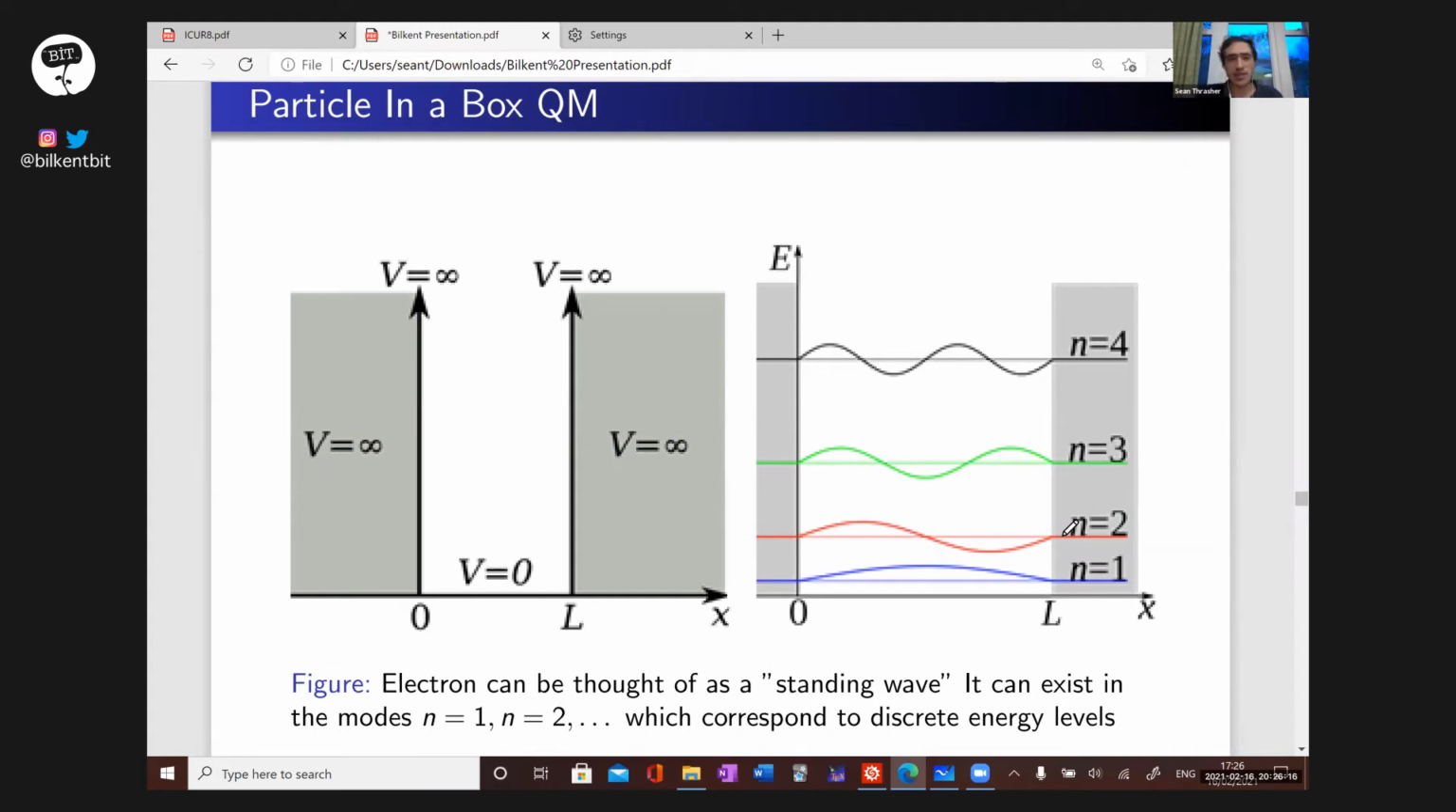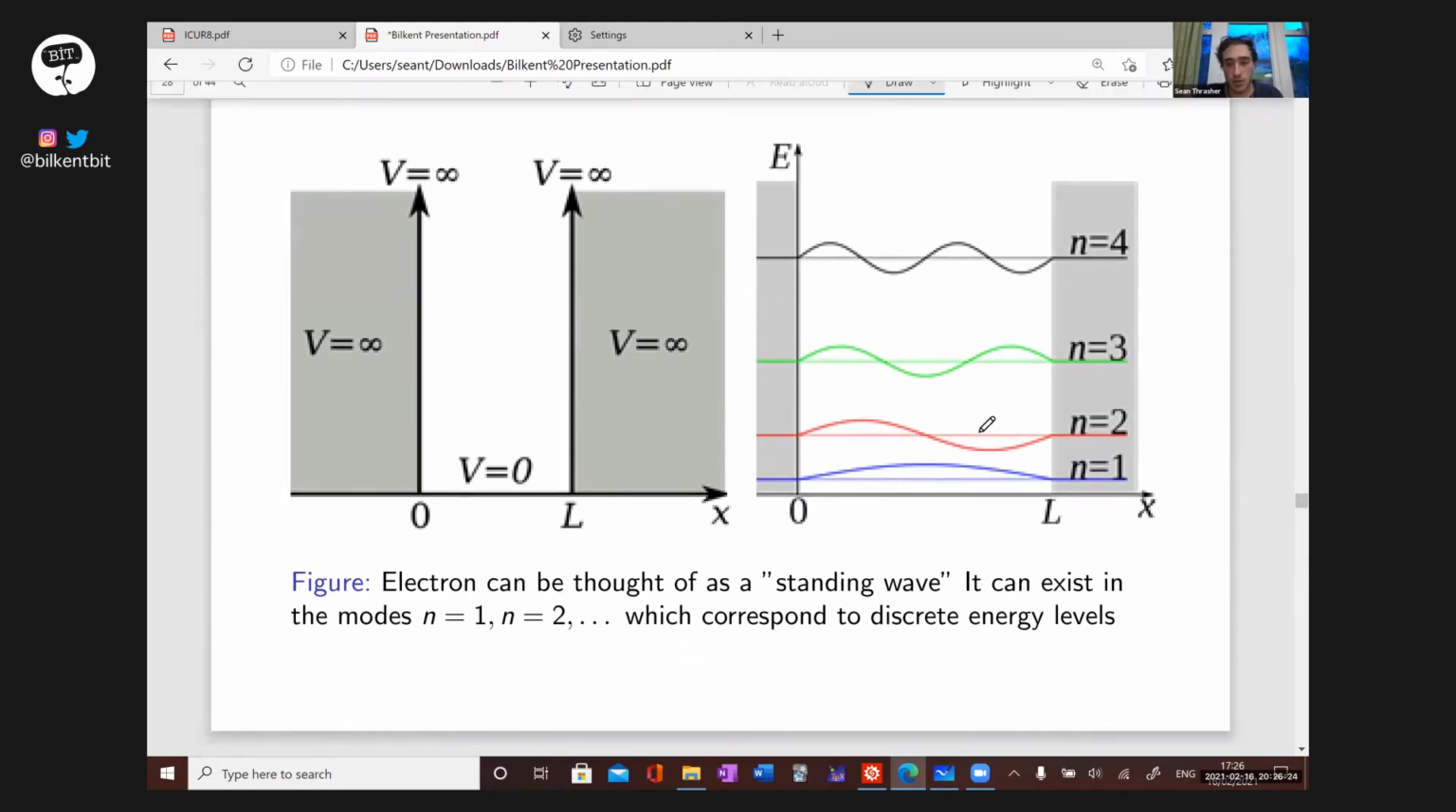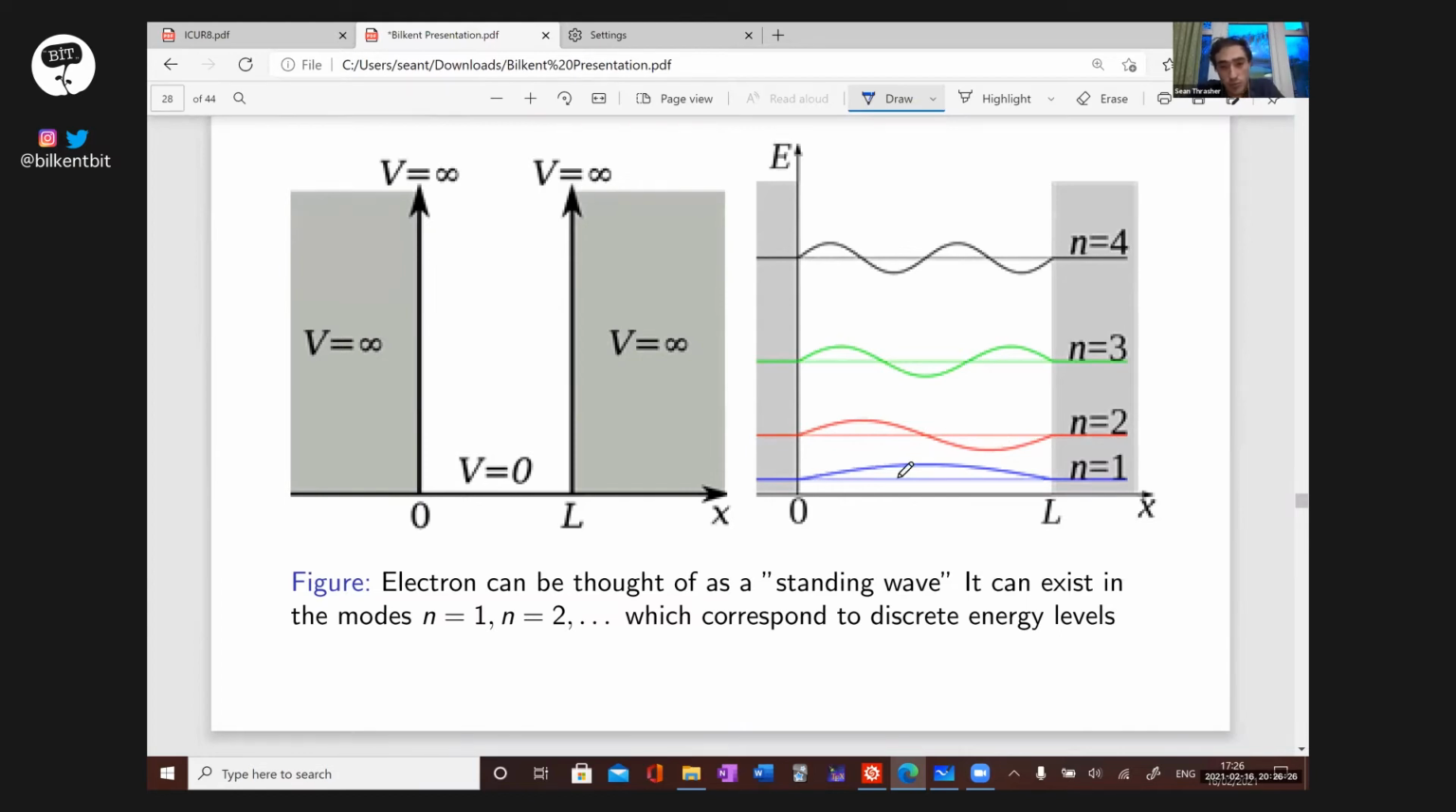Has everyone met the term standing wave before? Is this familiar? Okay. So it can either exist like this, a single node oscillating up and down, it could be two nodes like this, or three or four, and so on. Each of these, physically, corresponds to a different energy level that an electron can be in. Okay.